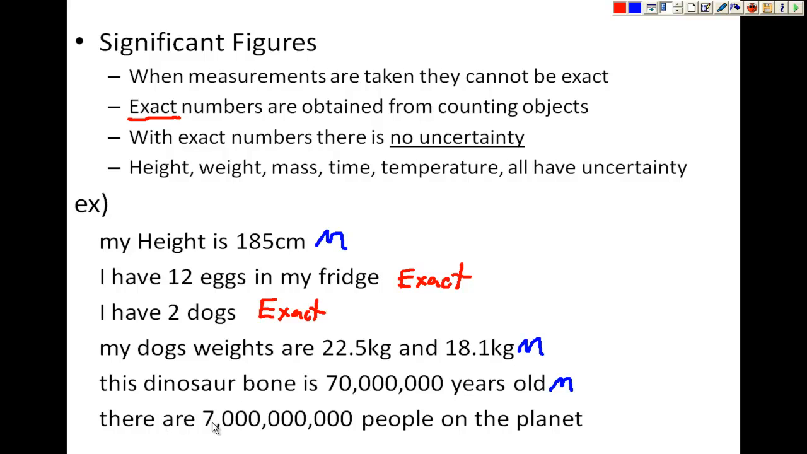Now, there are 7 billion people on the planet. This one can be a little confusing, because you would think that this was obtained through counting how many people. But a number like 7 billion people on the planet is an approximation. No one directly counted. There's not exactly 7 billion people. It is an approximation based on modeling, and therefore it is a measurement. So does this have significant figures? Yes, it is not an exact number. That is a description of what is an exact number and what is a measurement.